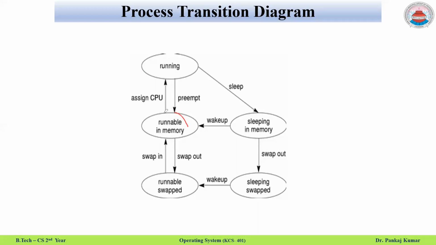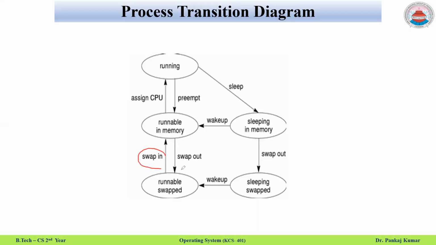Next, if it is in primary memory and it is runnable, runnable condition and running condition are different things. Runnable condition means all requirements are fulfilled, but CPU is not available. That's why it is runnable in memory. Runnable in RAM means that it is stored in RAM.